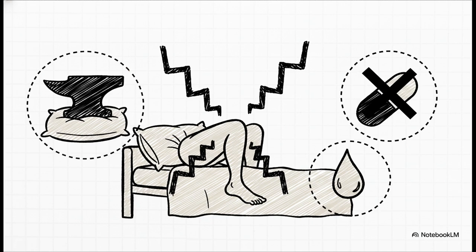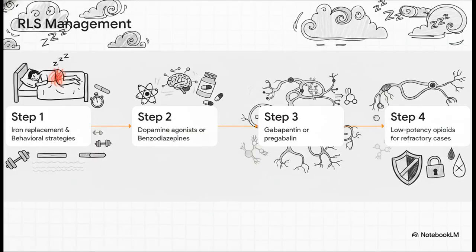From a diagnostic standpoint, we explicitly look at risk factors. It is strongly associated with iron deficiency, and paradoxically, it can be heavily triggered by the specific drug classes meant to help other conditions. We're talking antidepressants, antipsychotics, and dopamine-blocking agents. Because of this very specific etiology, clinicians walk through an exact hierarchical standard of care.